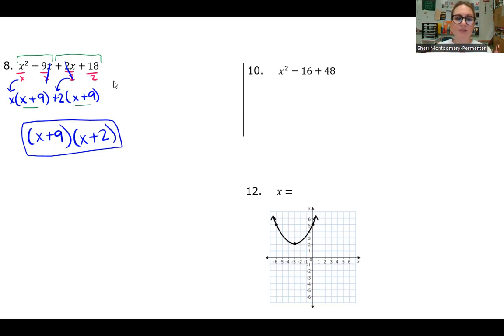The next problem is factoring a trinomial when the leading coefficient is equal to 1. On your handy dandy notes sheet, this could be helpful if you need some more examples. The top has factor by grouping when it's equal to 1. And then the middle has factor by grouping when it's not equal to 1.